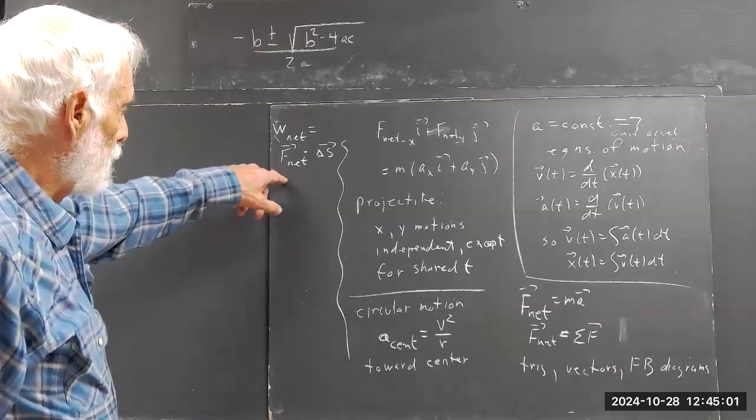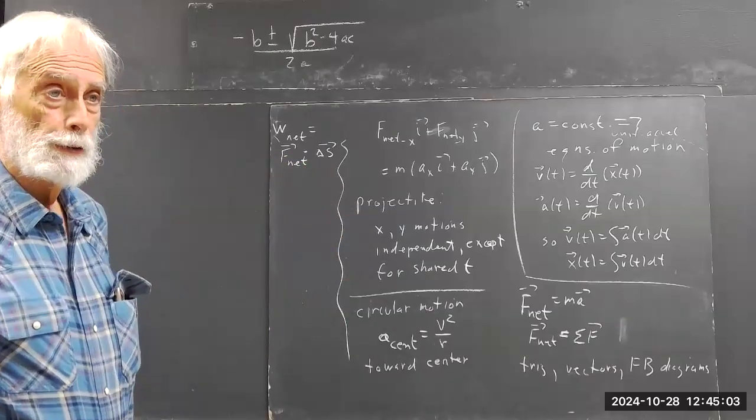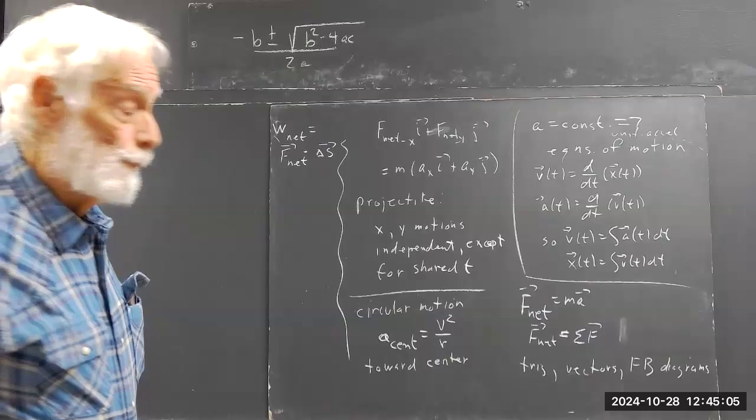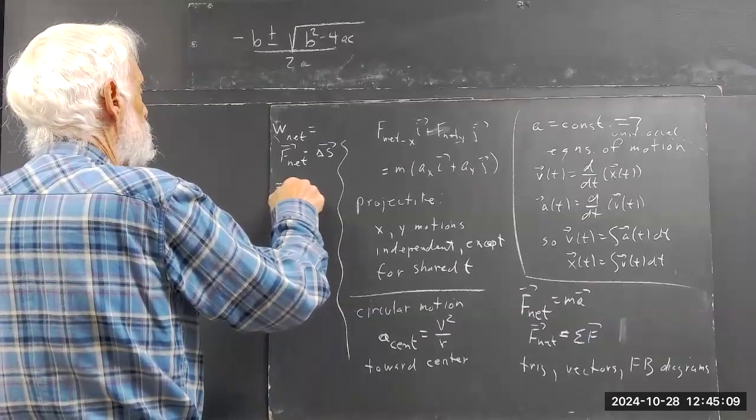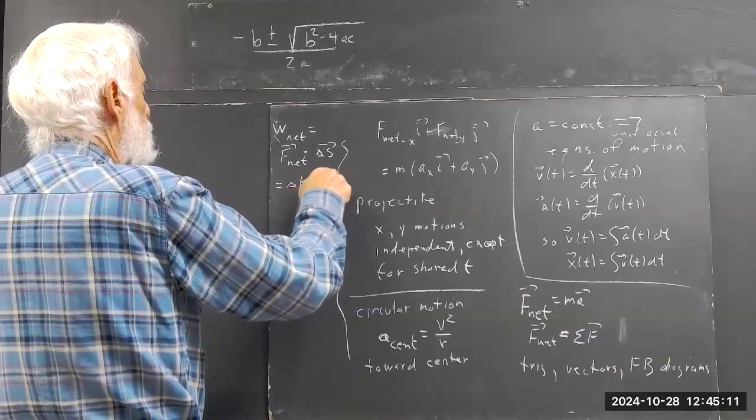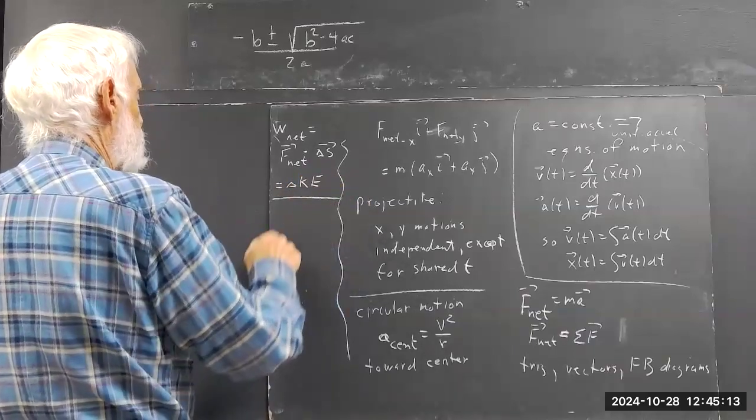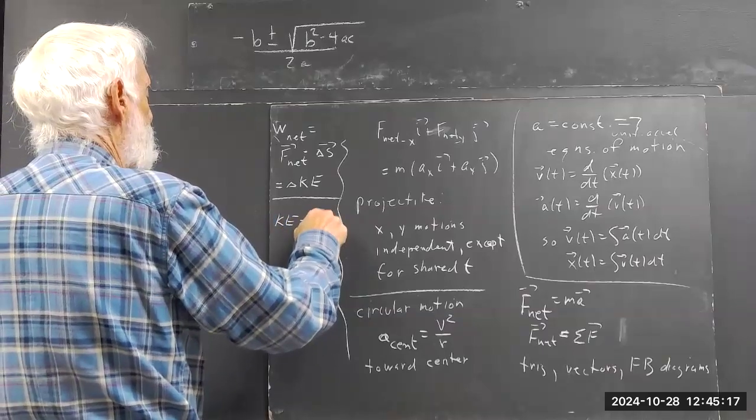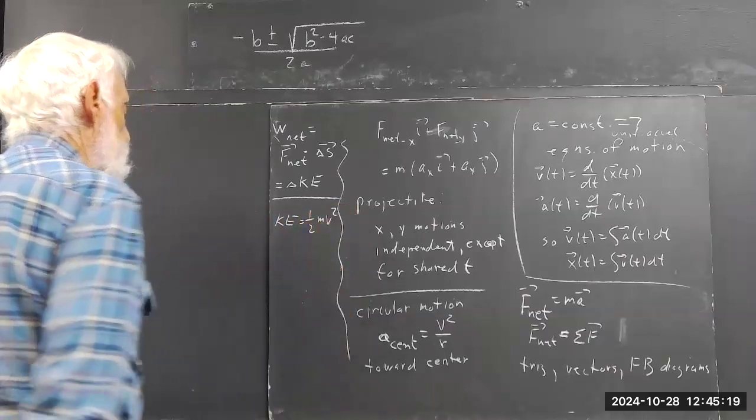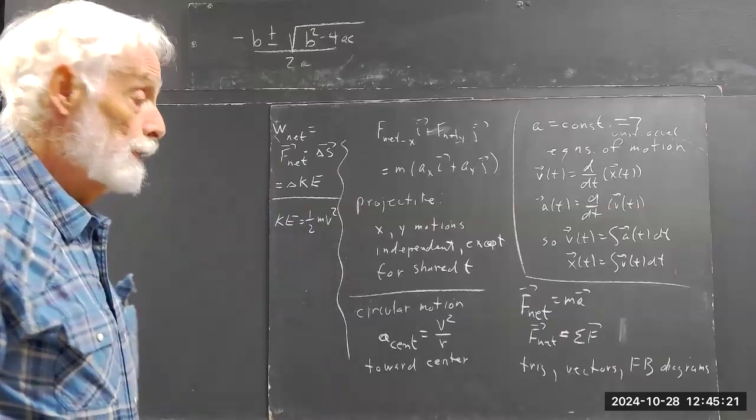Net work is a dot product of net force and displacement, which is equal to the change in kinetic energy. Kinetic energy is 1/2 mv squared.